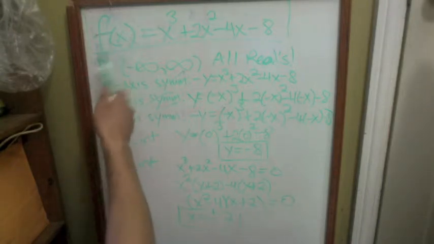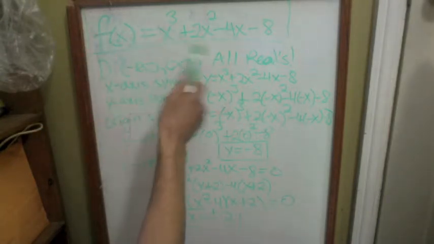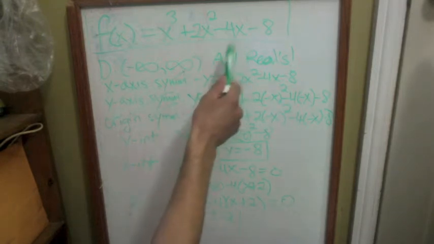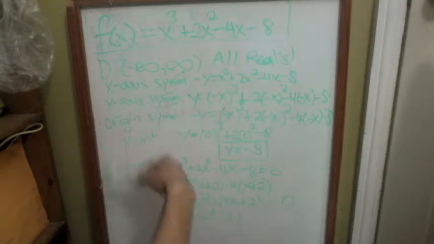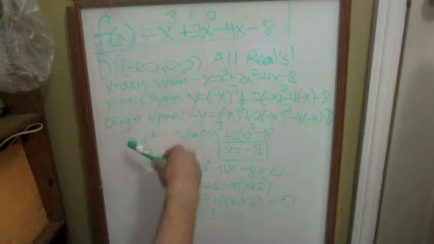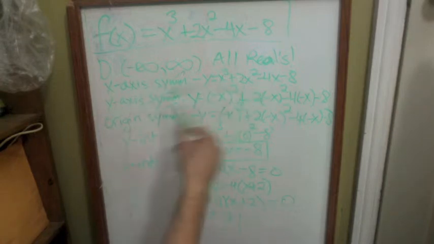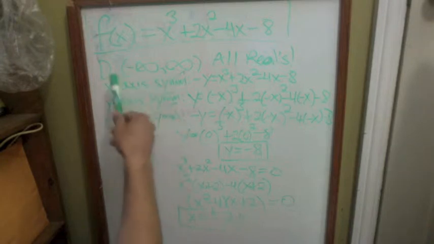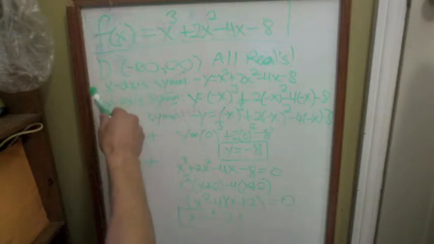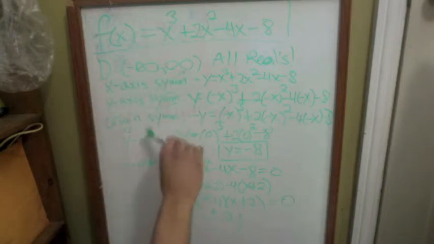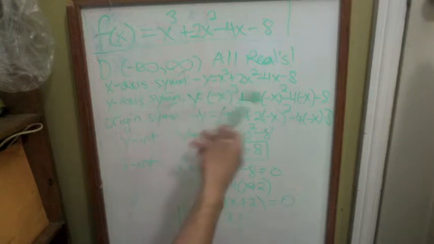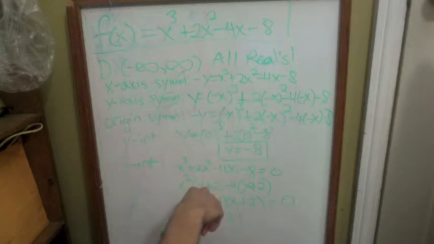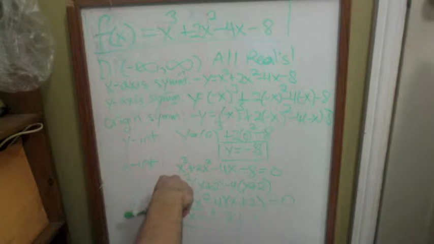We have f of x equals x cubed plus 2x squared minus 4x minus 8. And we know for a polynomial like this, its domain is going to be all reals. So we have the domain going from negative infinity to infinity. There's no issues here, because it's not a rational function. So first things first, let's begin with the symmetry.